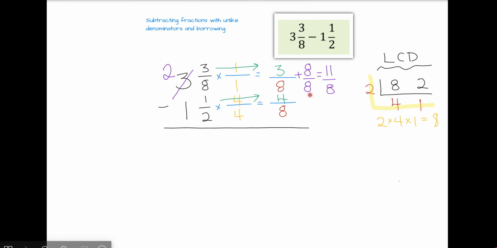And now we can subtract our numerators. 11 minus 4 is 7, keeping the denominator, and then don't forget about your whole numbers. 2 minus 1 is 1. So your final answer is 1 7/8.